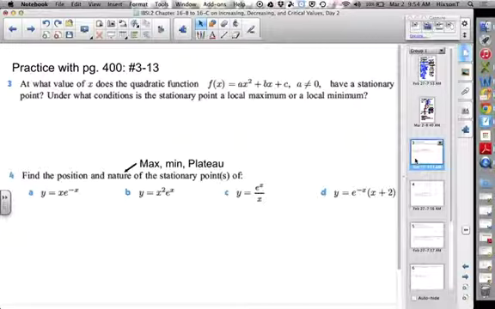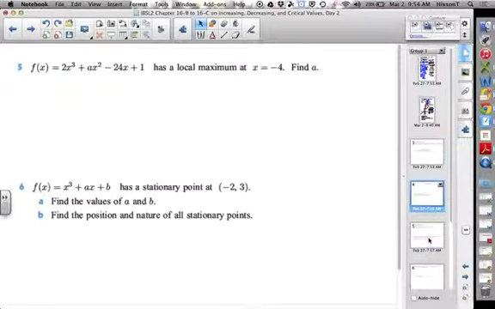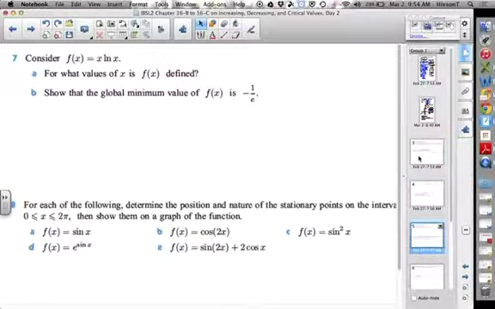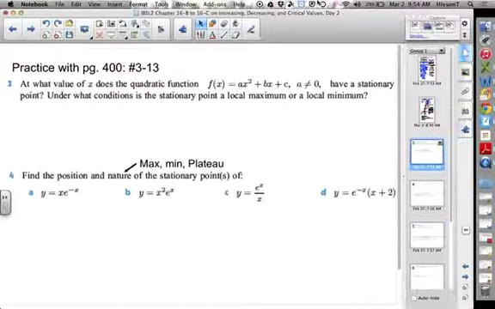But I want you to take some time here, the last 15 minutes or so, and try these. You can jump around and try different problems, okay? Remember, when they say stationary points, those are the same thing as critical values, okay? Just a different term for it. So, that'll be it. I'm going to let you guys get working on that now.